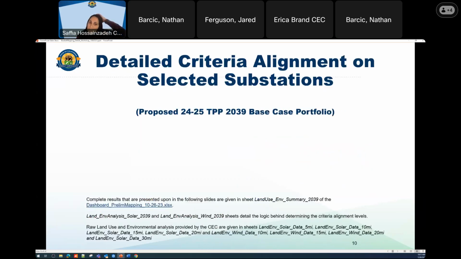Okay, so next we'll look at a few examples to see how the land use and environmental analysis was calculated and how it translates into a final alignment level. So these examples are taken from the latest busbar mapping preliminary results that were released for the 2039 base case portfolio. I've linked to the dashboard and also the specific sheets within that dashboard that these results are coming from.